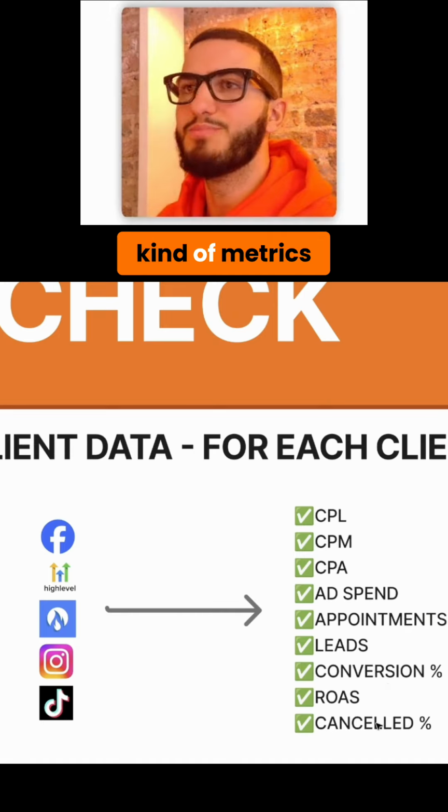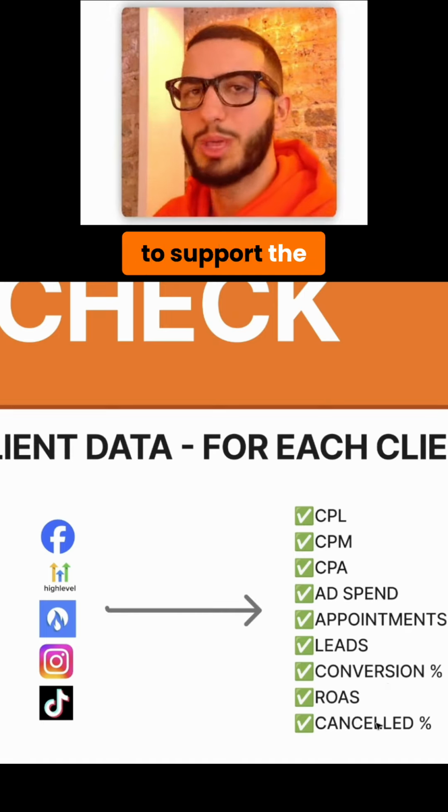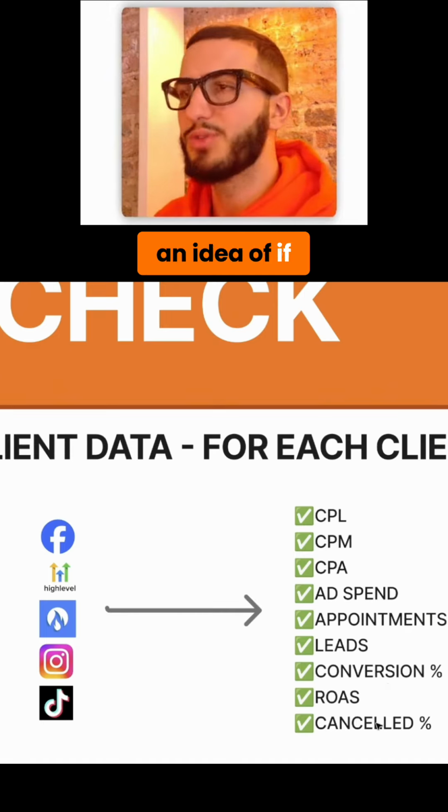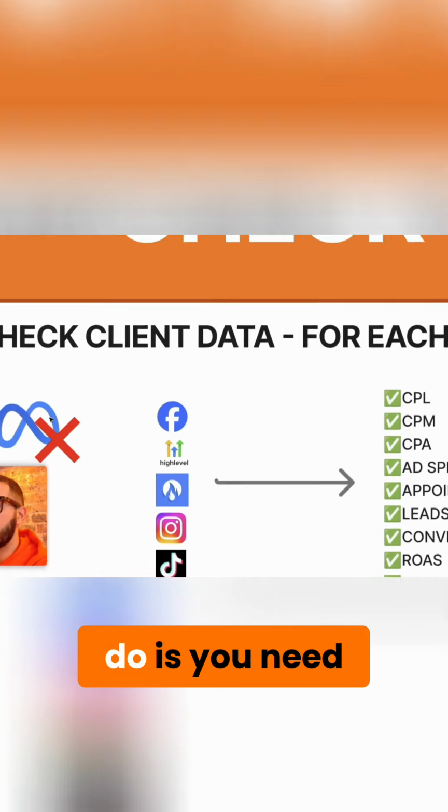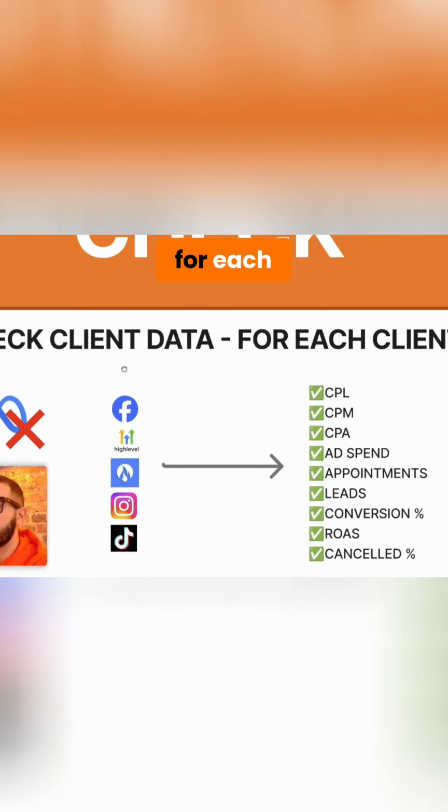So you need to have metrics, but also secondary metrics to support the initial metrics, to give you an idea of if those metrics are actually worth something and if you're actually getting clients good results. The first thing to do is you need to check client data for each individual client.